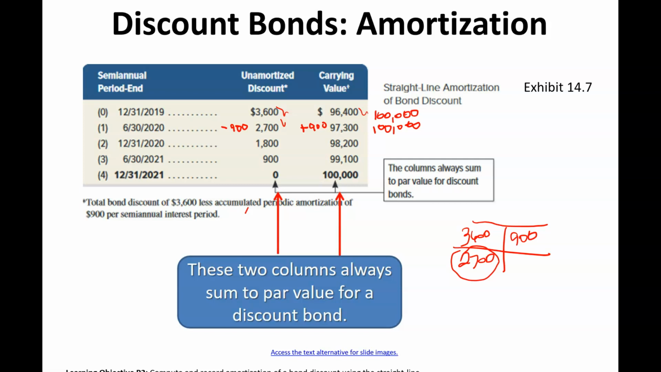If you take the amount you paid for the equipment, and then you subtract accumulated depreciation, that's your book value. So the carrying value is similar to the book value. This is the same process as we did with the depreciation. Now, when we get done with the last payment, the fourth payment of interest, we will have amortized it all, and then this account would be at zero, like I showed in the previous slide. And now the carrying value is at the full par value of $100,000.